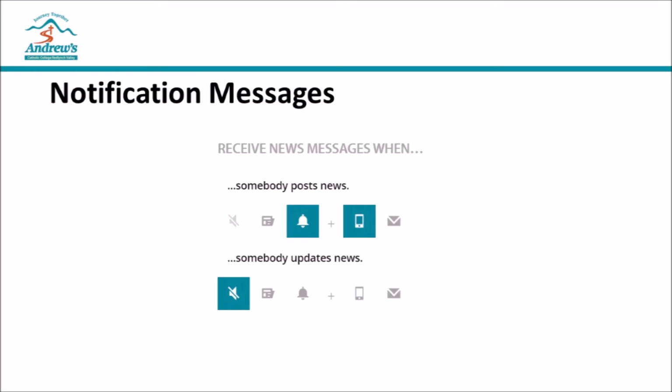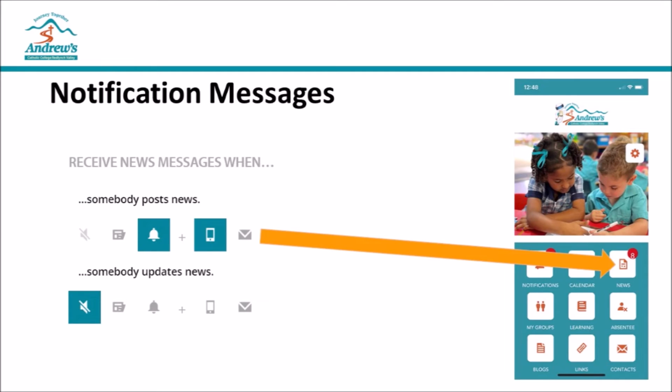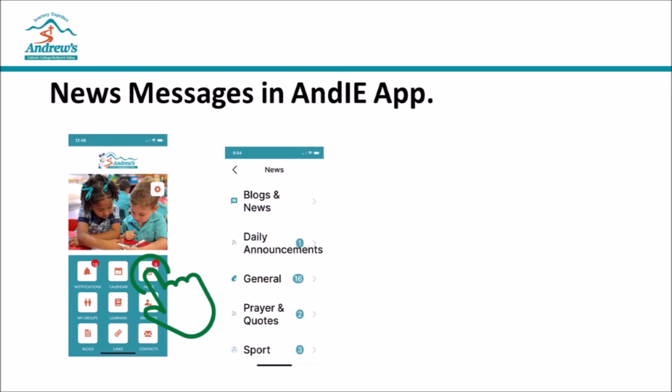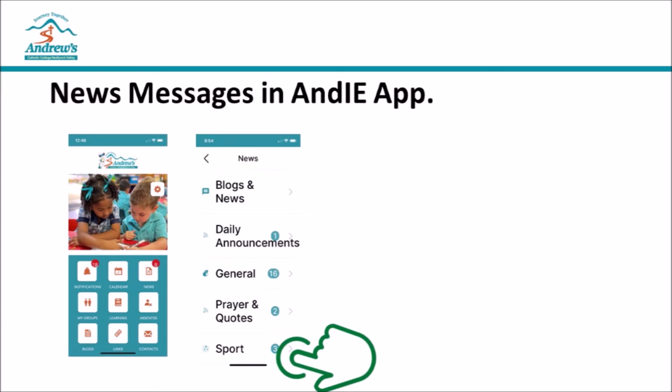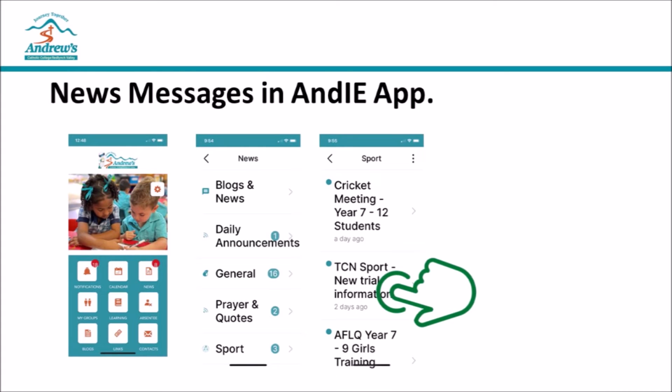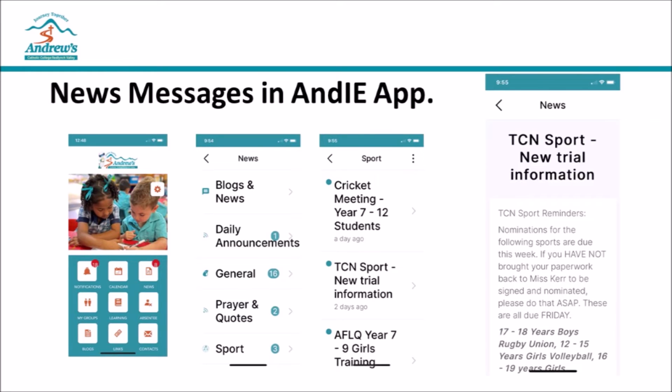Let's look at the first option of receiving instant notifications to the AndIE app. In this case, the news item will show as a notification on the phone and can be accessed from the news tile on the AndIE app dashboard. You can click on the notification on your lock screen to open the news, or you can click on the news tile on your AndIE app dashboard. Select the category you'd like to view the news for, then select the news post you would like to read. The news post will open for you to read or watch if it is a video post.